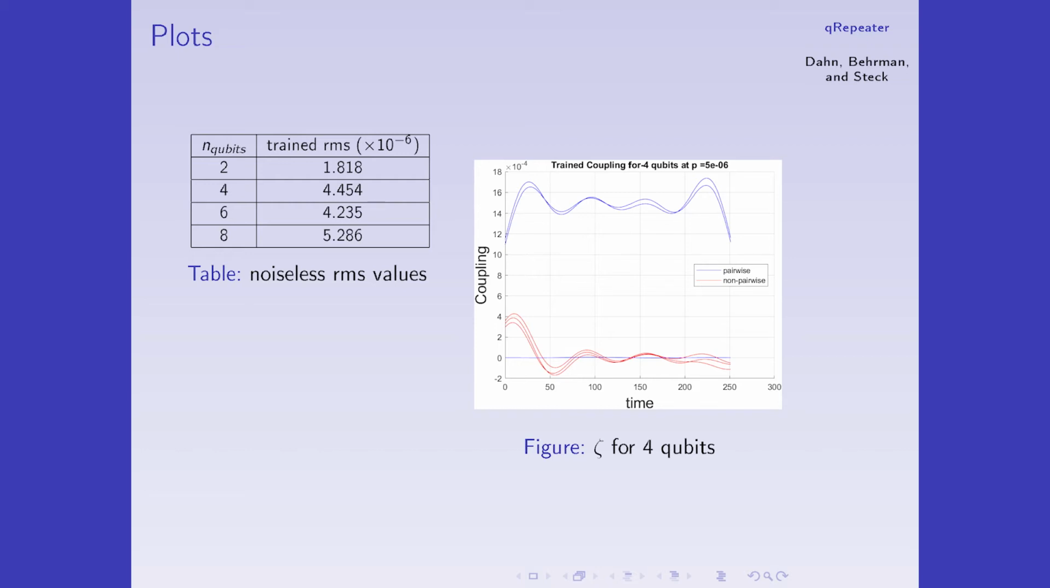And then the graph here is demonstrating the non-pairwise terms. The blue lines are the pairwise terms, which are what you would expect to be coupled, to have non-zero values. And the red lines are the non-pairwise terms, which theoretically should be zero, but we're seeing that when we add noise they are not, and are training to higher and higher values.